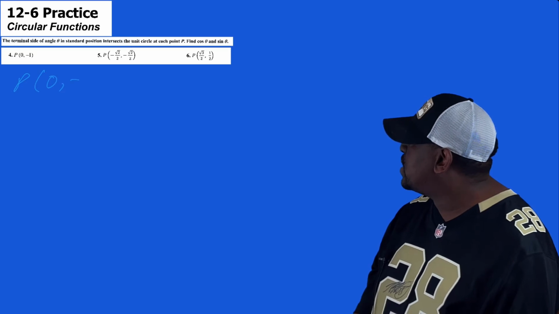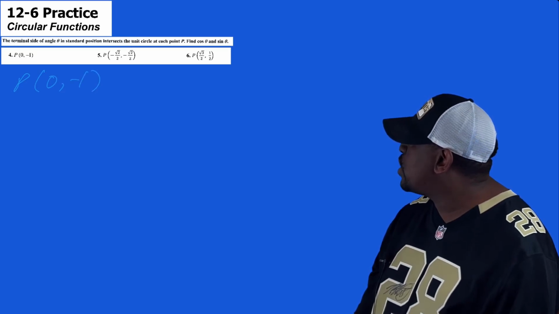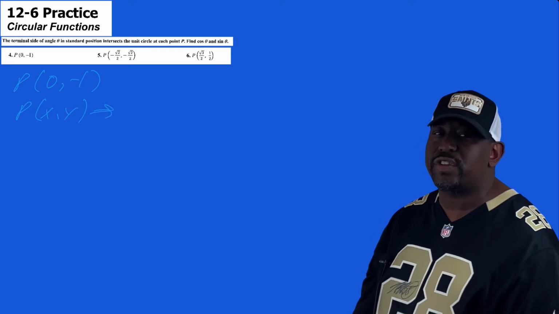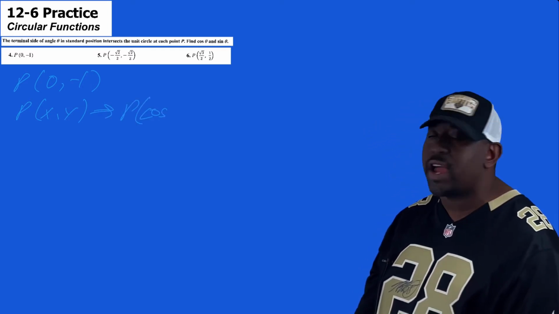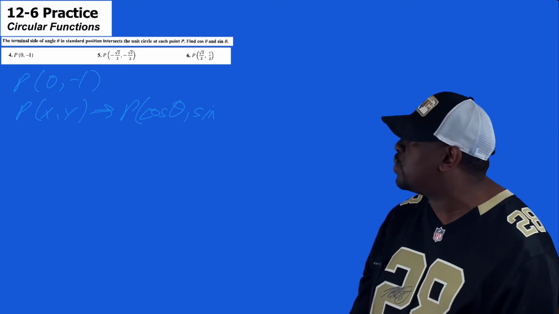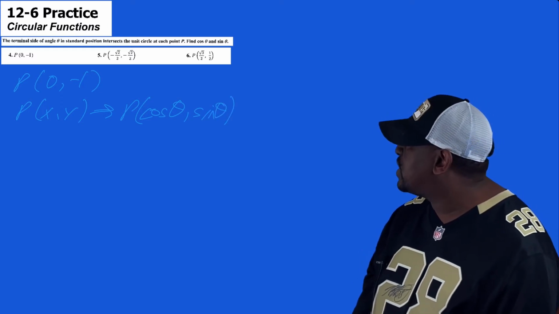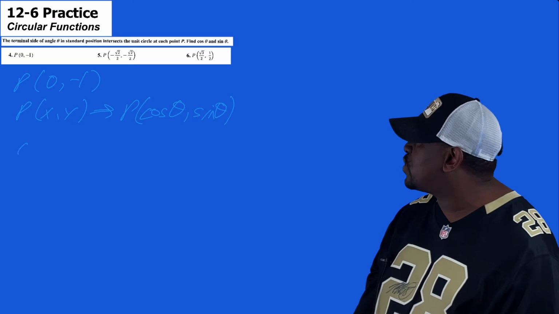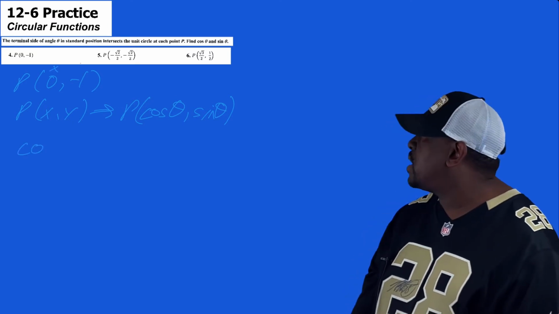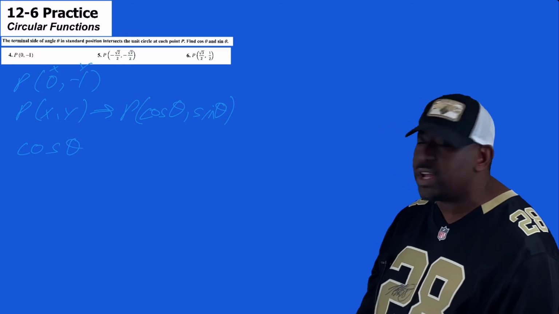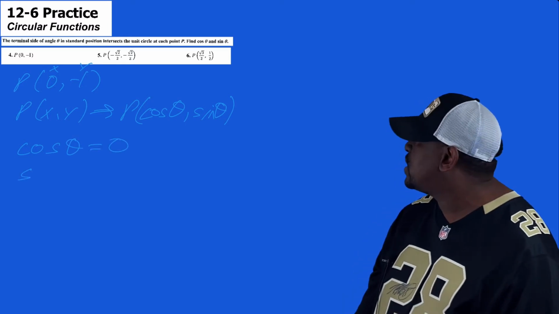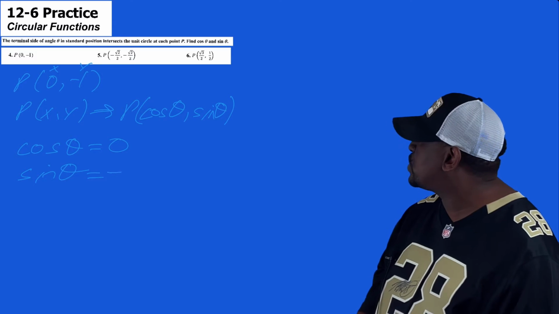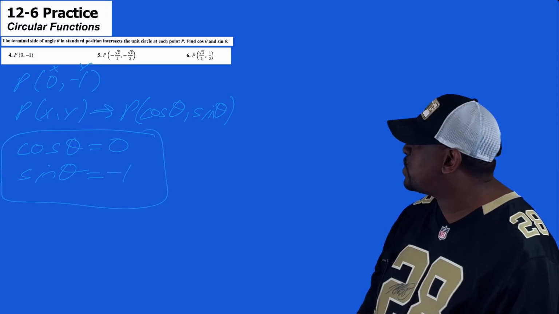We can now go to another type of problem. We're now doing number 4. We have 0, -1, and again, xy will correspond to cosine theta, sine theta, and that's what you want to write. You want to get in the habit of writing the same formula over and over. Since cosine theta is x, cosine theta in this problem is 0, and sine theta is going to equal y, which is -1. And we're done with that part.